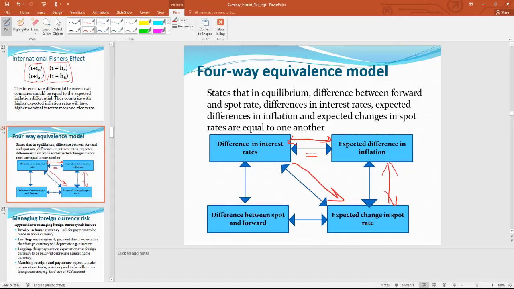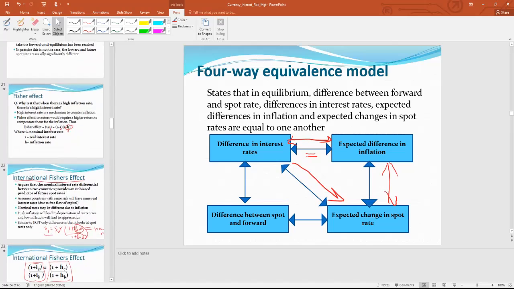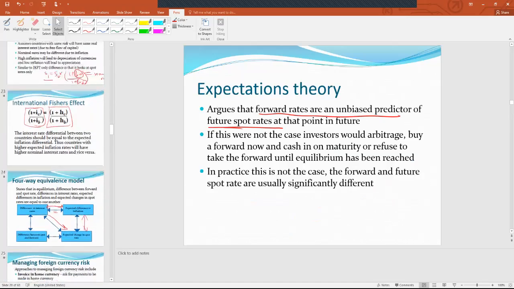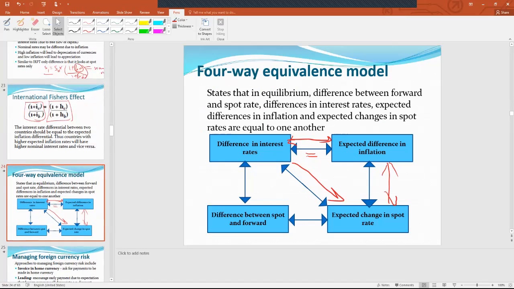Let me just take you back on that theory so that you see the connection. There it is. Here it is. The forward rate can be used as an unbiased predictor of the future spot rate. Going back to here, the changes for the forward rate can be used as an unbiased predictor of the spot rate.